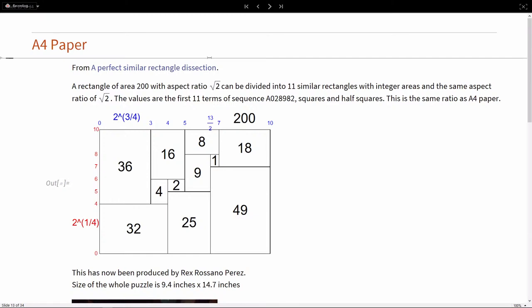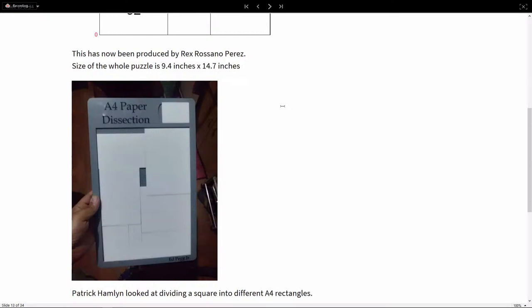A rectangle based on A4 paper has the property that it can be divided into similar rectangles. And it happens that these make a perfect series of the squares and double squares. And this has recently been made as a puzzle by Rex Perez.